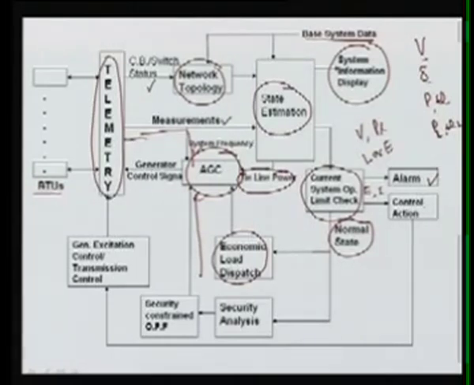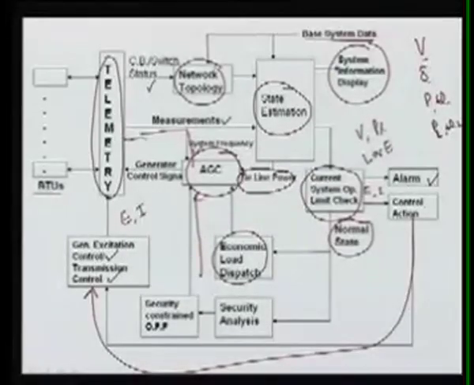Otherwise, if your system is not in the normal state, then there is no option. You have to directly apply the various controls to bring your system to the normal state. That is, we have to go for the generation excitation control, we have to go for the transmission control, so that we can satisfy your equality and inequality constraints. That is, we have to bring our power system into the normal state.